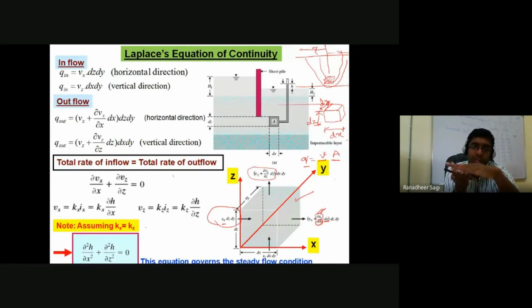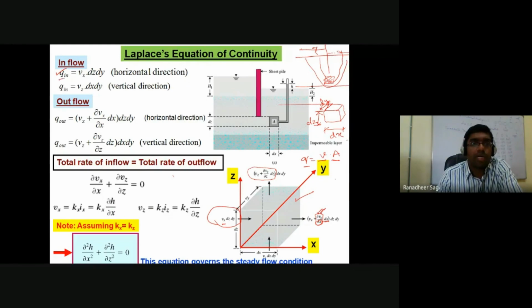So dx into dy is the cross-sectional area available for the water particle to enter the soil element in the z direction, and for the rate of flow with which the water particle comes out of the soil element in the z direction. It is nothing but Vz plus ∂Vz/∂z, the velocity with which the water particle comes out, into the cross-sectional area, which is dx in the x direction and dy in the y direction. So the same things are represented here.